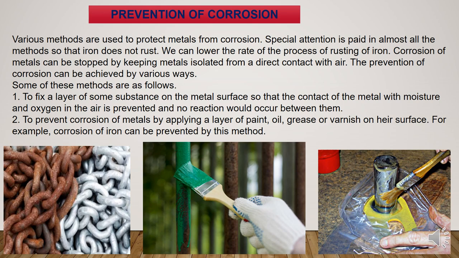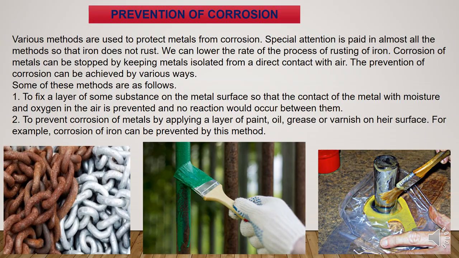Corrosion of metals can be stopped by keeping metals isolated, meaning we keep them separately, not in direct contact with air. Now silver items, you must have seen that your mothers keep silver ornaments not exposed, but wrapped in pink colored paper, kept properly in a box and stored inside. Okay, now why do they do so?